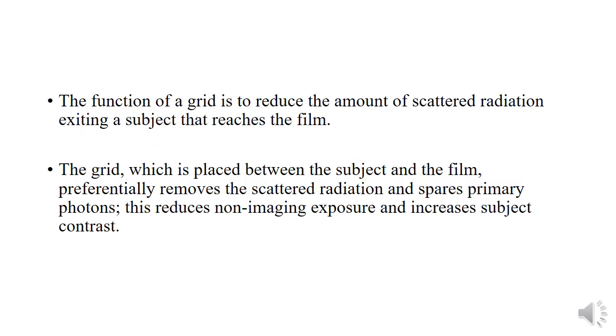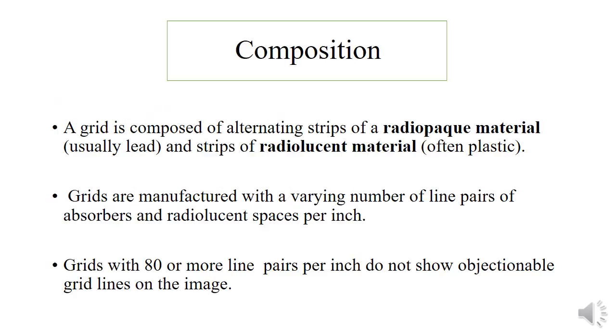Now, functions. What are the functions of a grid? The function of a grid is to reduce the amount of scattered radiation exiting a subject that reaches the film. The grid, which is placed between the subject and the film, preferentially removes the scattered radiation and spares primary photons. This reduces non-imaging exposure and increases subject contrast.